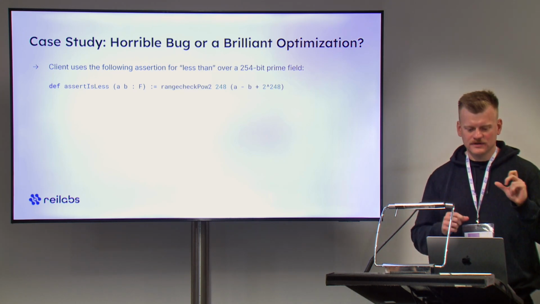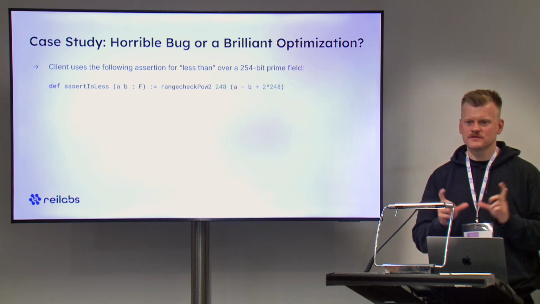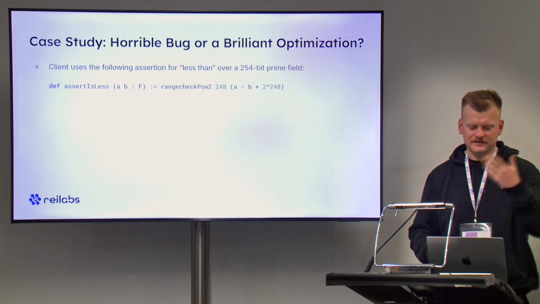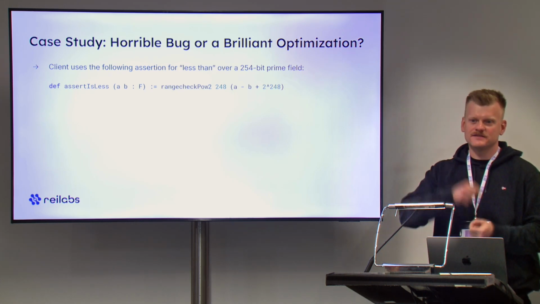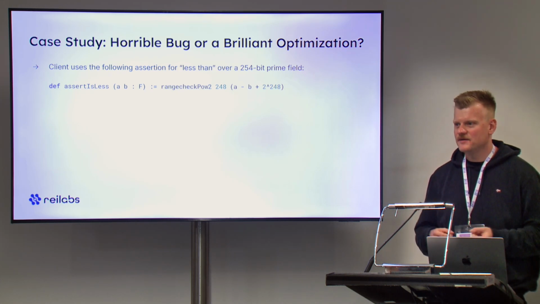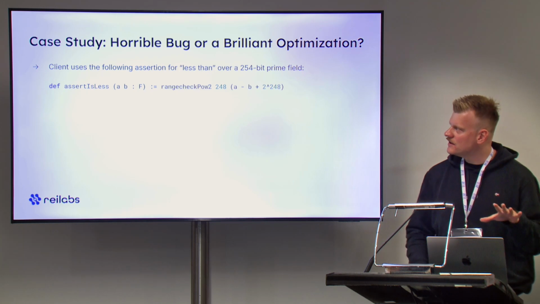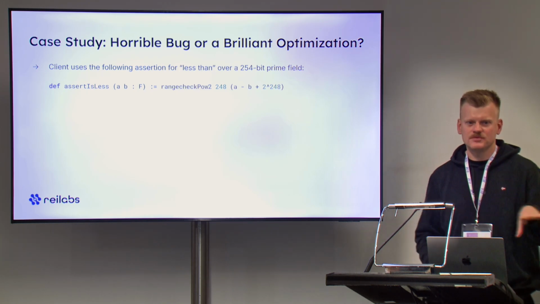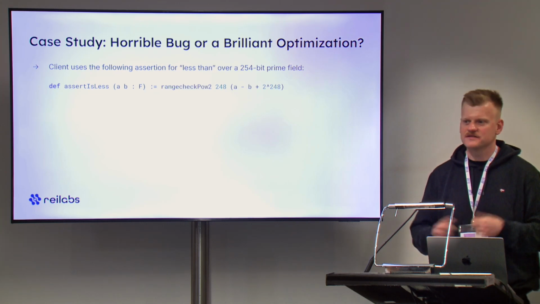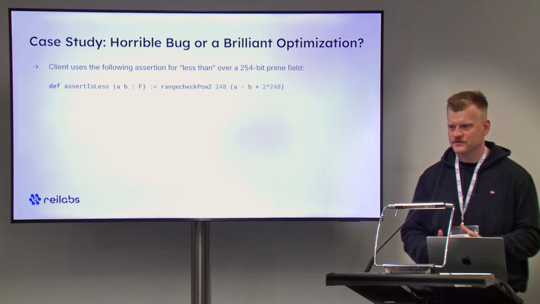You subtract the two values. Then you add 2 to the power 248. And then you check that the result is less than 2 to the power 248. This is a very good way to do a comparison because range checking a value is cheap. Comparing two values directly is not cheap, so this is like a good proxy for that.